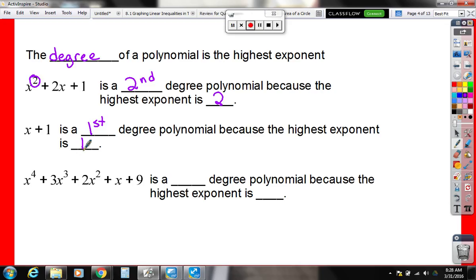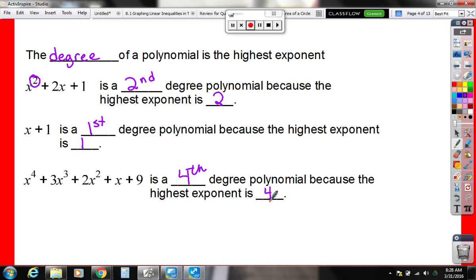Carson, what degree polynomial would this one be? 4th degree. 4th degree polynomial because the highest exponent is 4. Any questions so far? Does this seem vaguely familiar? Finish talking about this section.